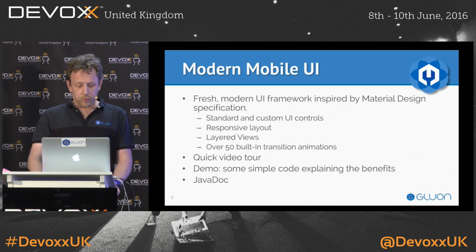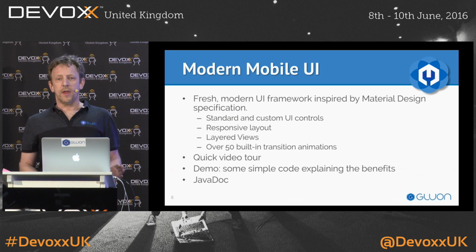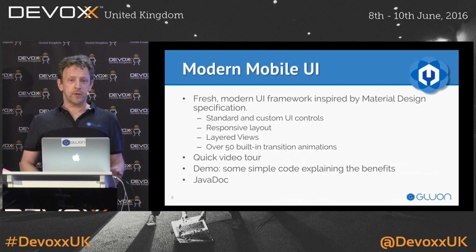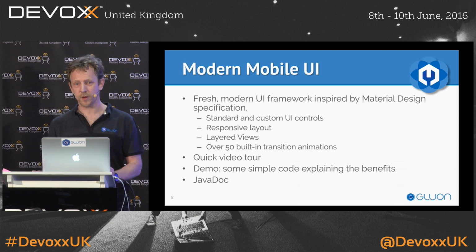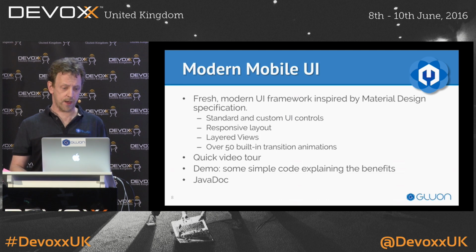So when we set a modern mobile UI, as I showed in the code in the NetBeans demo, we use some of the standard JavaFX controls, but we also used some additional controls that made the application look a bit more like a native mobile application. And one part of the Gluon mobile offering is Glisten, which is a framework inspired by the material design specification.